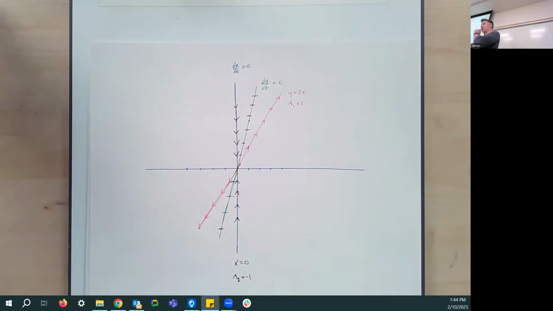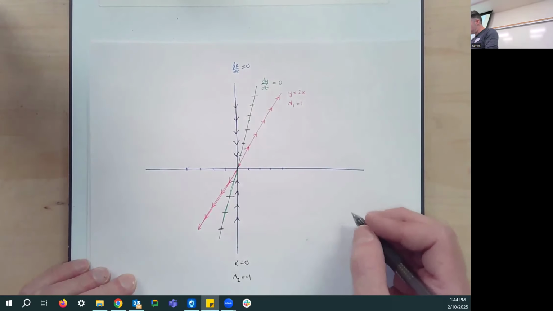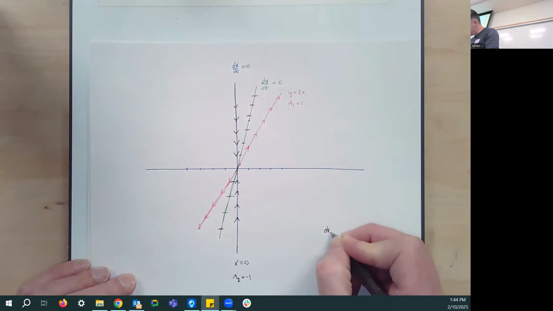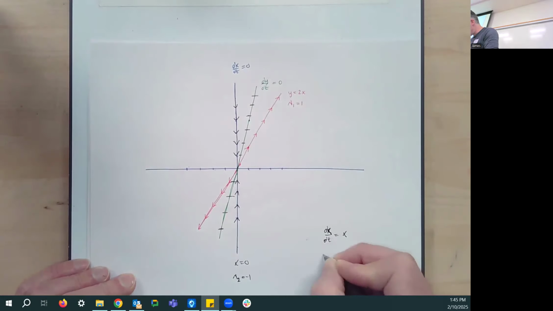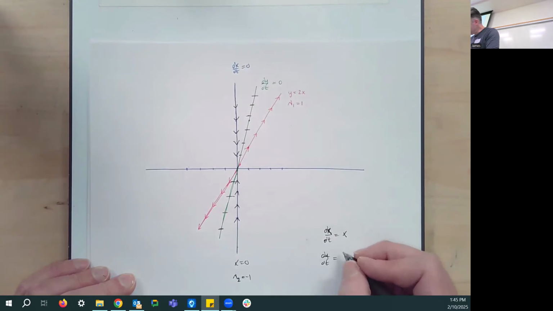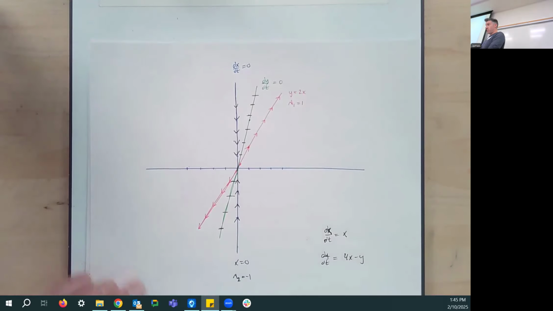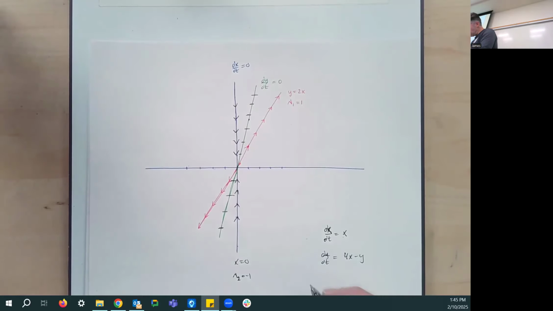But I really want to stress, let me write the equations again over here just for a moment. My dx/dt is x. My dy/dt is 4x minus y. Let me point out to all of you, if you plug in 1 for x and 2 for y, you're going to get out that dx/dt is 1 and dy/dt is 2. So if x equals 1, y equals 2, we're going to get back that dx/dt is equal to 1 and dy/dt is equal to 2.